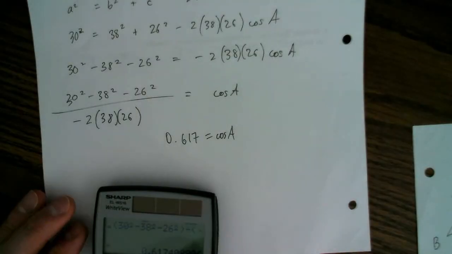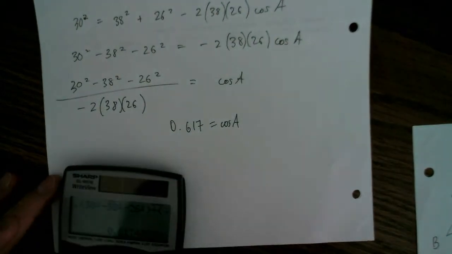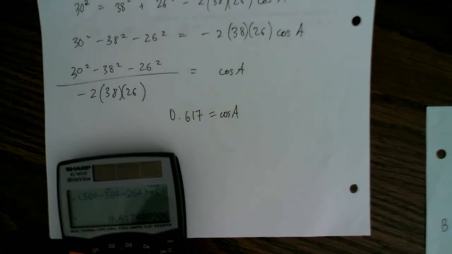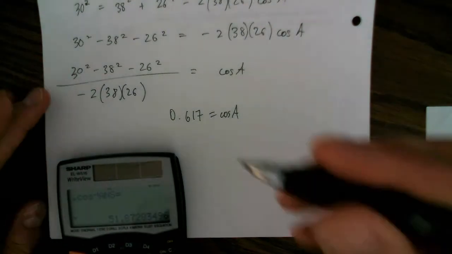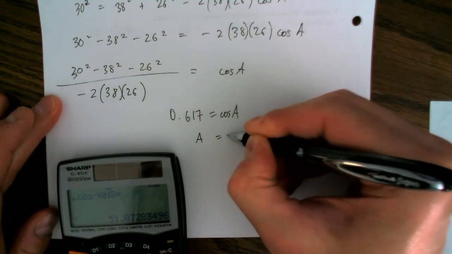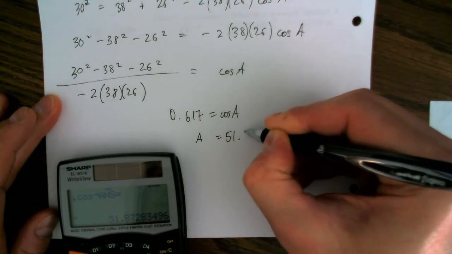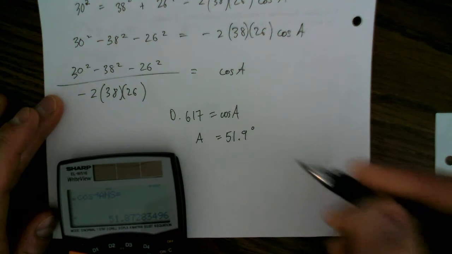So that's the cosine of angle A. We want angle A itself, so we're going to take the inverse cosine of both sides. And we get A is 51.9 degrees.